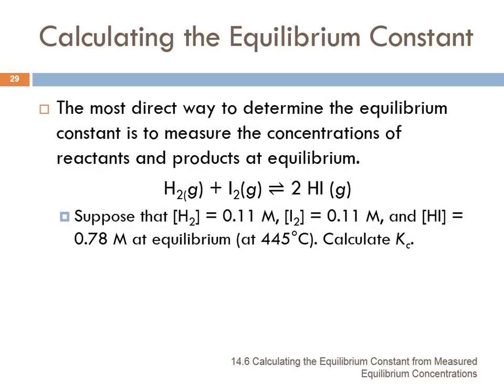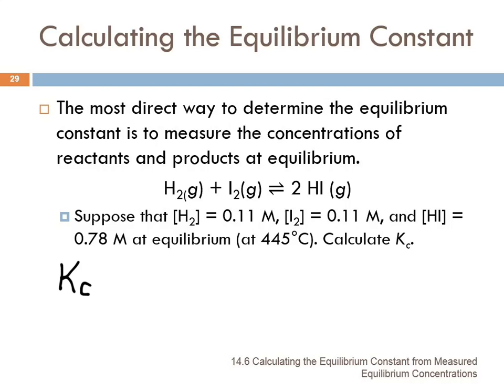How do we calculate the equilibrium constant? We've done all this, writing the equations and stuff. Well, the most obvious, most direct way is to just measure the concentrations of everything at equilibrium and stick those numbers into the equation, right? Easy enough. So here's an equation. Suppose that H2 concentration is 0.11 molar, I2 is 0.11 molar, and the HI is 0.78 molar at equilibrium at this temperature. Calculate Kc. Okay, that doesn't sound too bad.